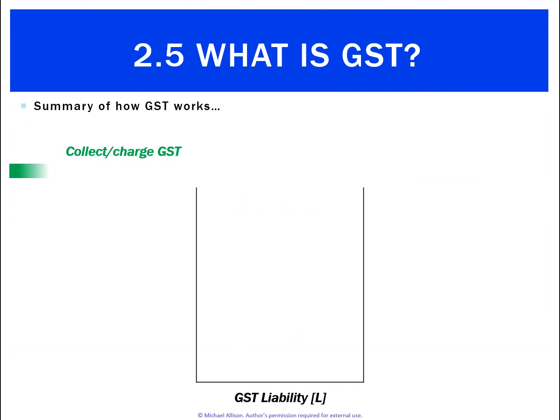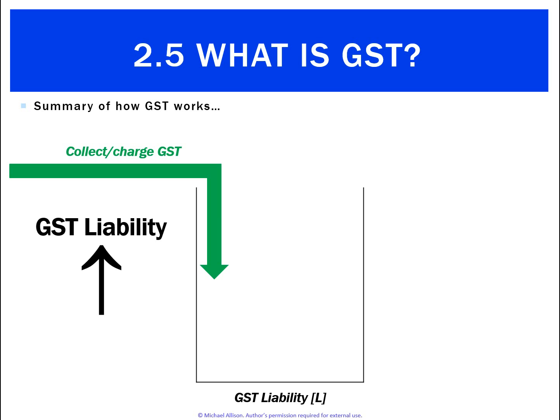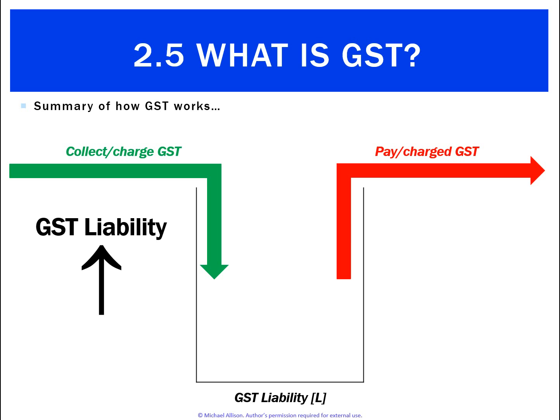Just to summarize how GST works, when we collect it or charge it to our customers, that increases the amount we owe the government, and our GST pool or liability will rise. However, we get to offset by taking out everything we've paid in GST or been charged by creditors. So in this case, it reduces the amount of GST we owe and therefore reduces our liability.